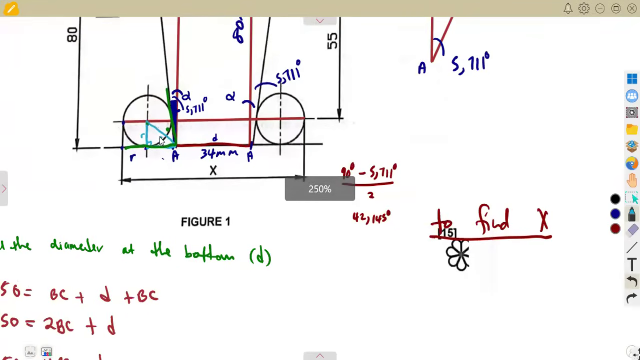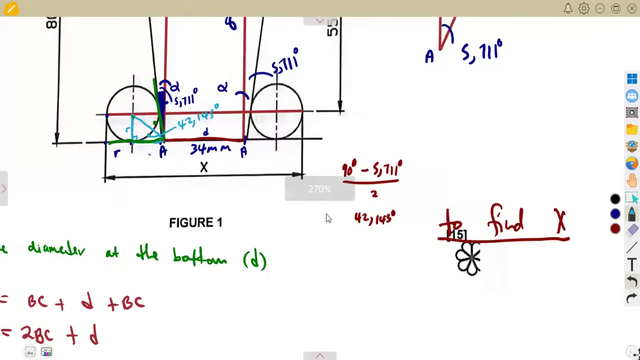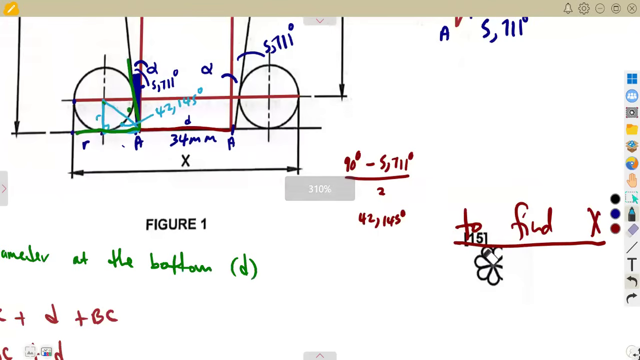So let me just put it here, 42.145 degrees. Let's hope you're going to understand me in that part. All right. So that is what is important, it's important for you to have that.